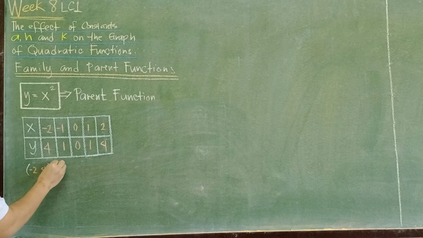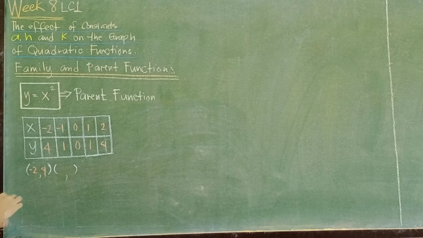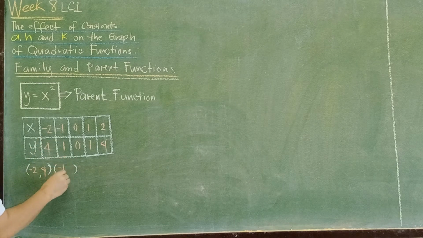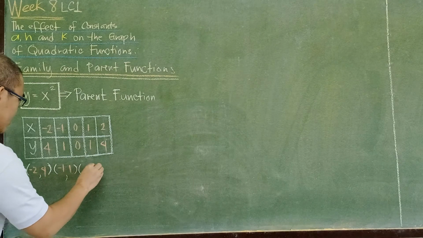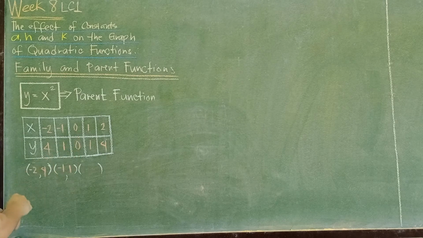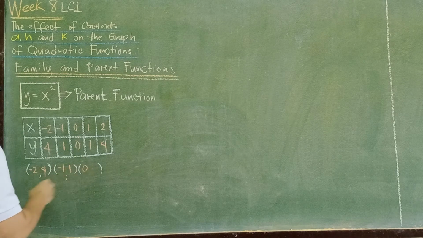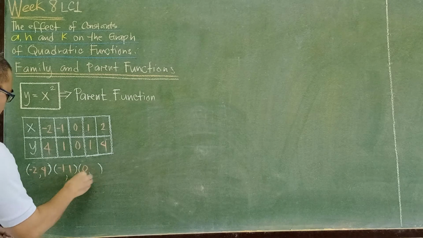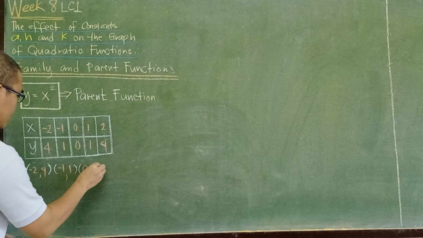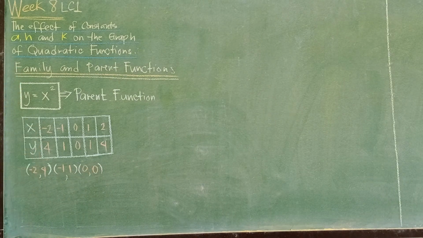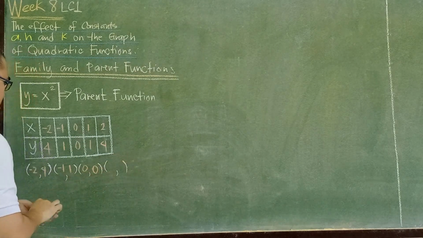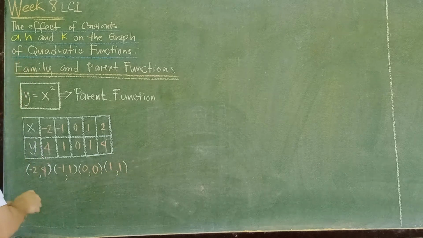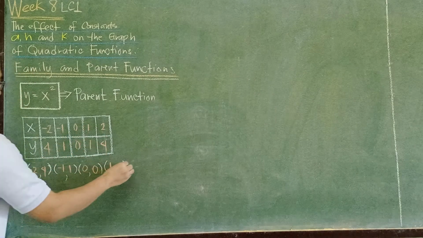Next, negative 1, 1. Next is 0, 0. The next pair natin will be 1, 1. And then yung last pair natin is 2, 4.